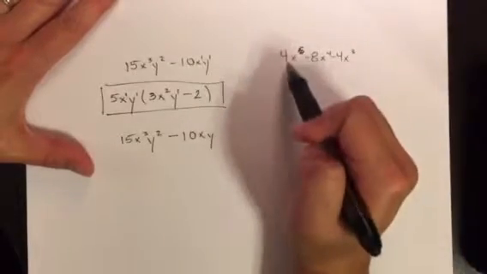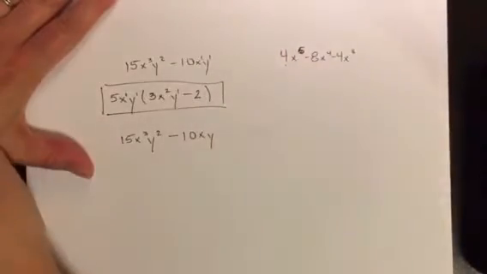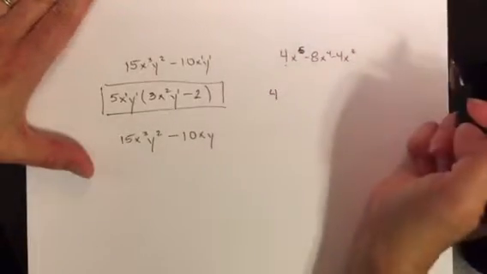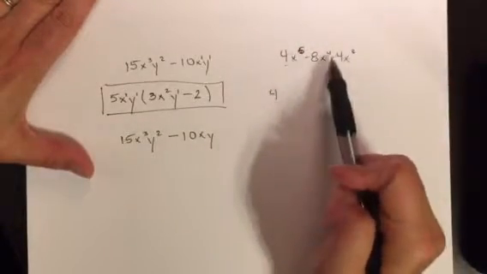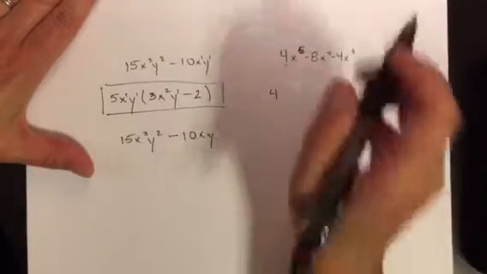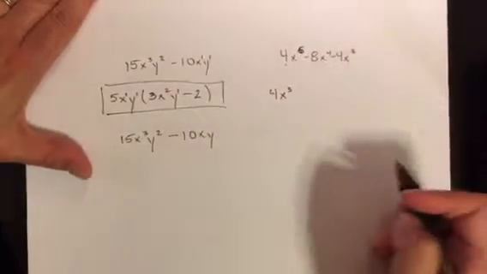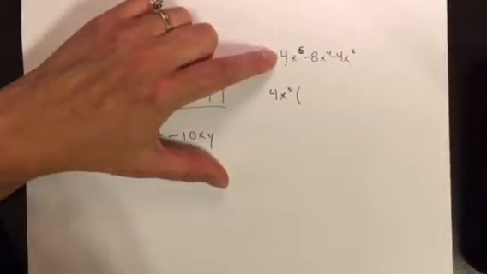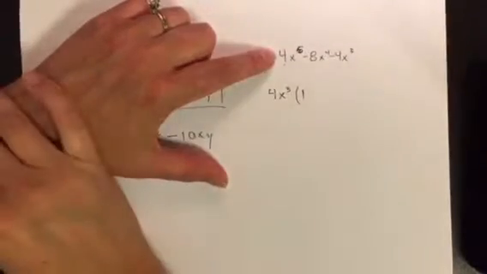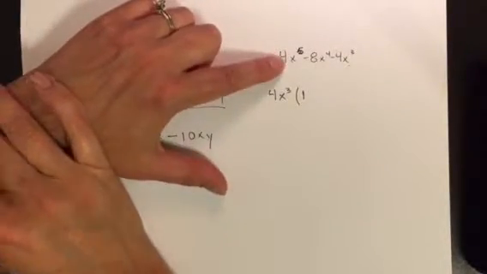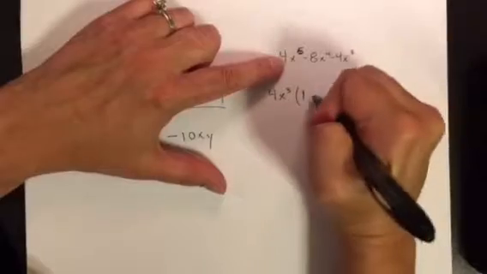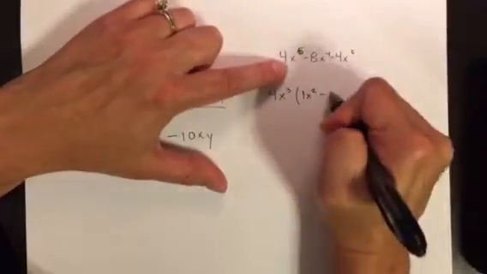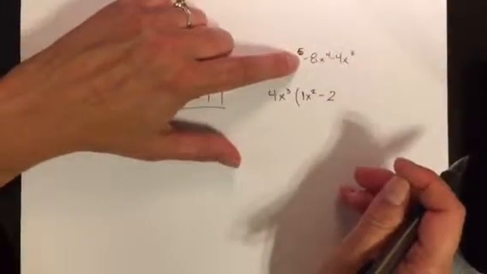Let's do this next one. So I have 4, 8, and 4. I'm looking for common terms that I can factor out. I can take a 4 out of each of these terms. Then I have x to the 5th, x to the 4th, and x to the 3rd. So I can take x to the 3rd out of each of these terms, and now I need to look at what I have left. So 4 times 1, I'm going to go ahead and write that even though I don't have to. 4 times 1 will give me 4. And then x cubed times x squared will give me x to the 5th. Minus 2 to give me that negative 8.